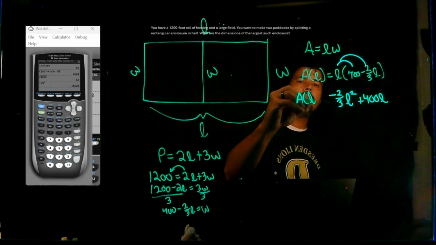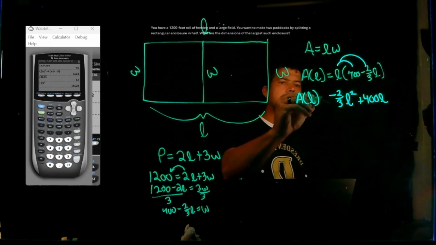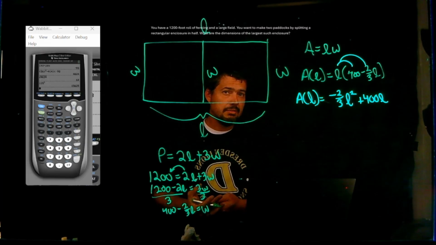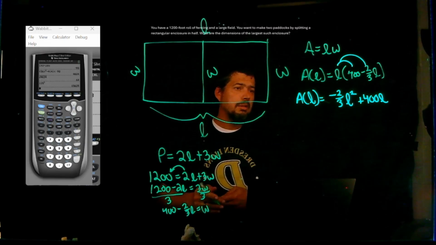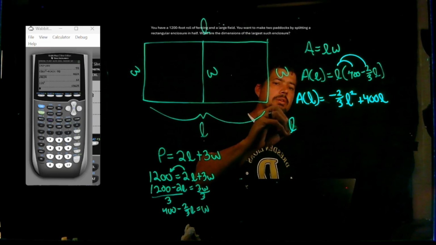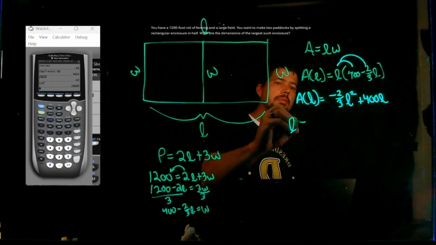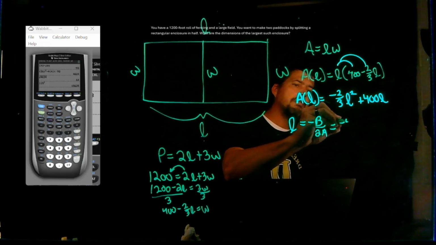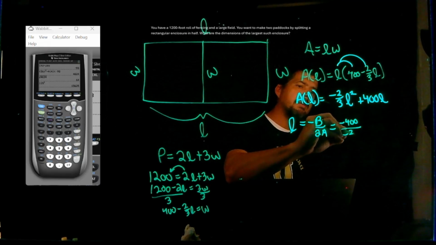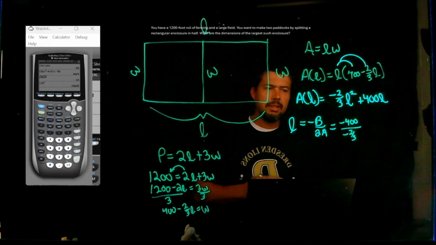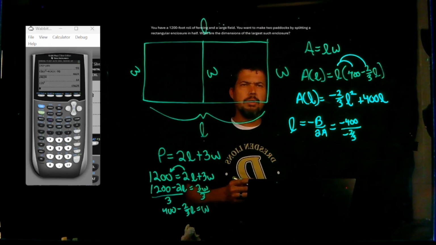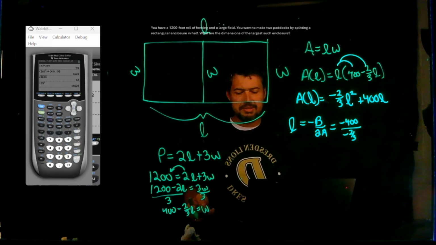And the reason I go after standard form is because I know that area is maximized at the vertex, right? So, the L coordinate that maximizes area is going to be opposite b over 2a, which would be a negative 400 divided by a negative 2/3. That's going to be positive, and it's going to be 600.